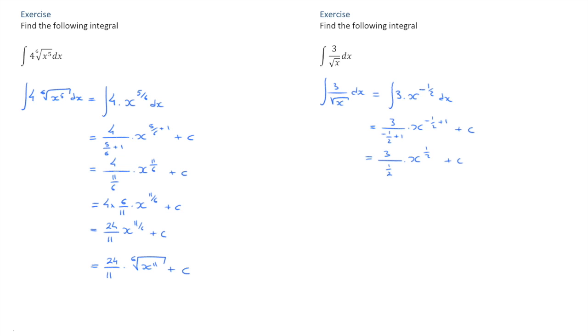Now 3 over 1/2 is equal to 3 times 2 times x to the power of 1/2 plus c. 3 times 2 is 6, so this is equal to 6 times x to the power of 1/2 plus c. We could stop there, but we could also write this x to the power of 1/2 as a square root of x. And that would be 6 square root of x plus c. And there we have it. That's how we can deal with fractional exponents and roots of x and the power rule for integration.